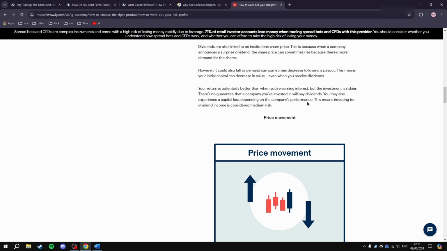So it could decrease maybe because now that people got the dividends, they don't need the shares anymore, right? So they can just sell it off. Is that something that could happen?